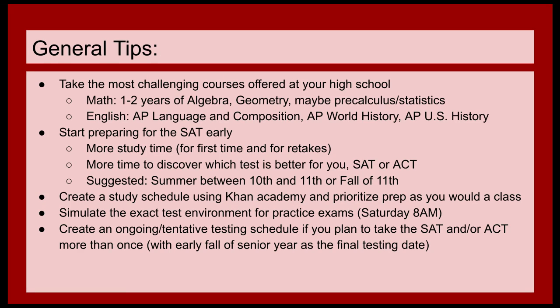General tips. One of the most important ones to me is to take the most challenging courses offered at your high school. For math, I recommend 1 to 2 years of algebra, geometry, and if you're ahead enough, pre-calc or statistics. For English, I strongly recommend AP Language and Composition, and then either AP World History or AP US History. Or if you're really interested in history, you could go ahead and take both.